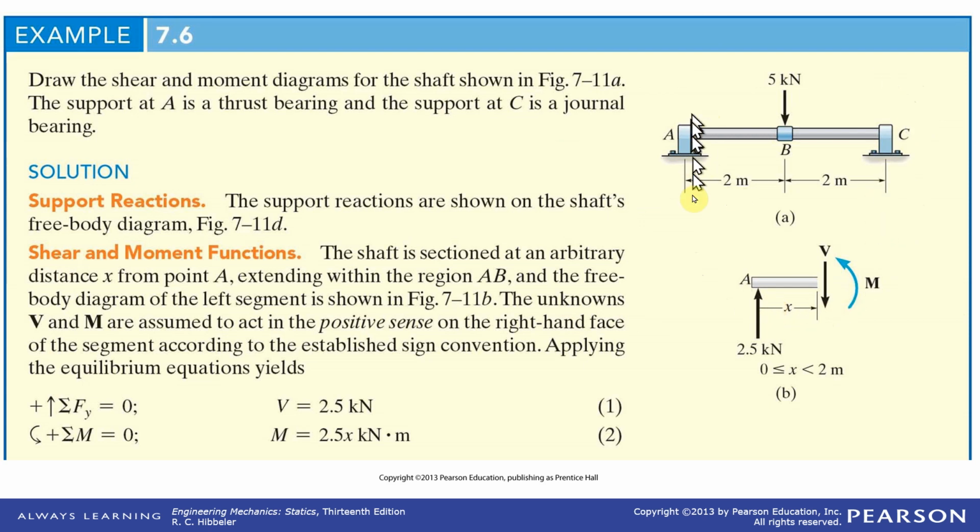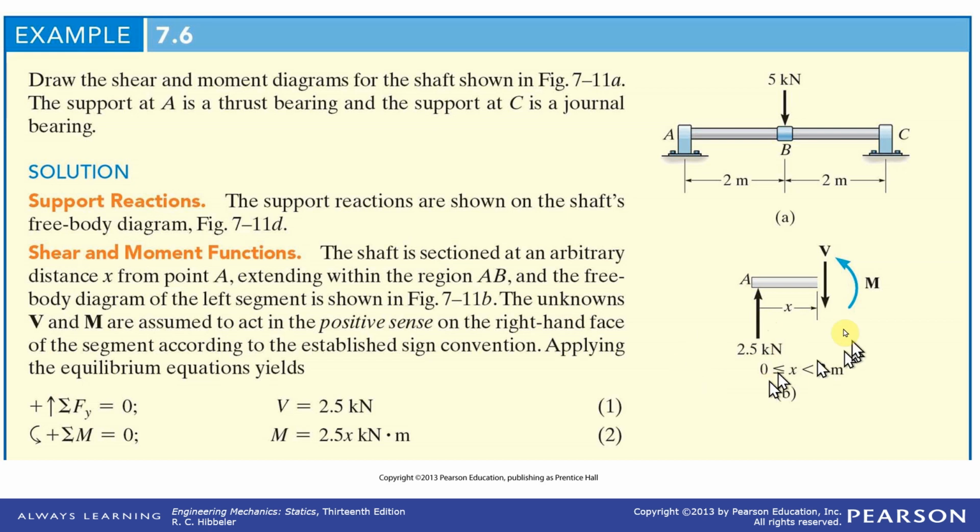So we calculate the reaction forces. Well, you guys have gone through problems like this before. AX is going to be 0, excuse me, AY is going to be 2.5 kilonewtons pointing up. CY is going to be 2.5 kilonewtons pointing up. Here's a free body diagram.